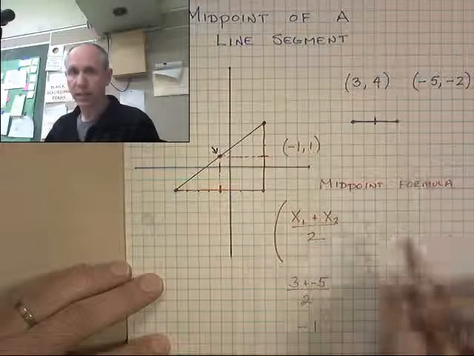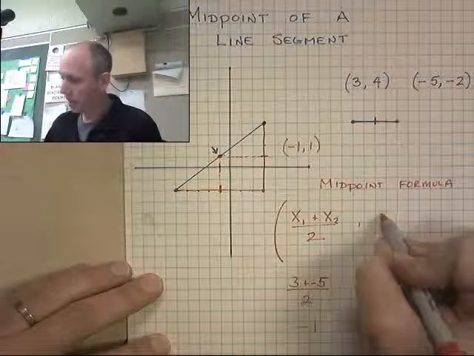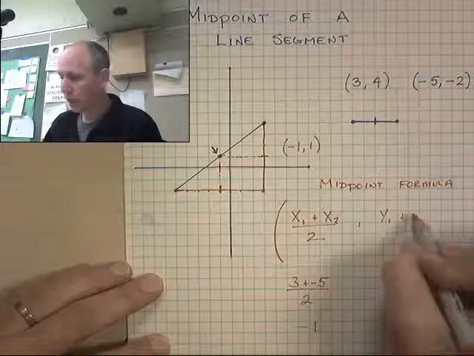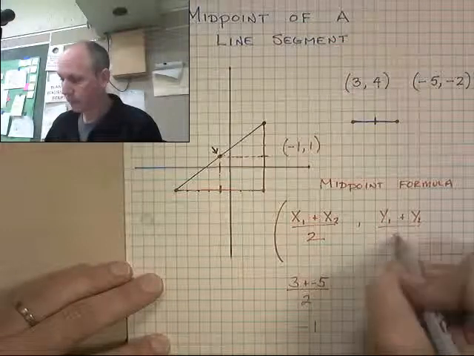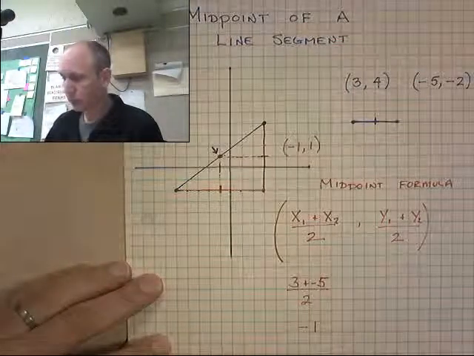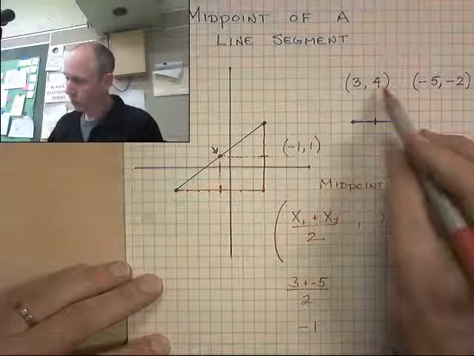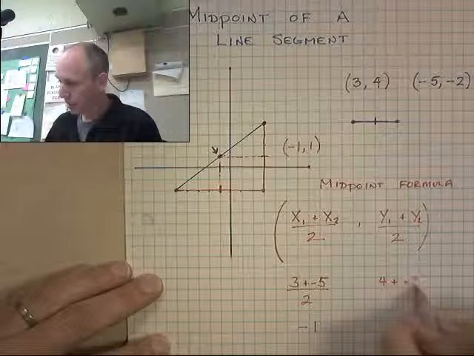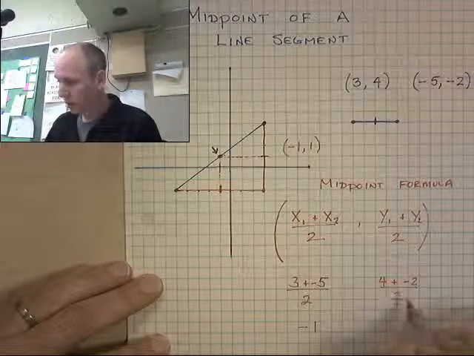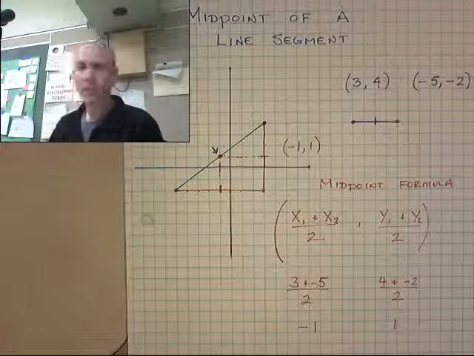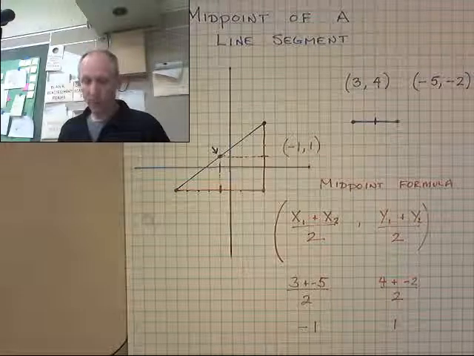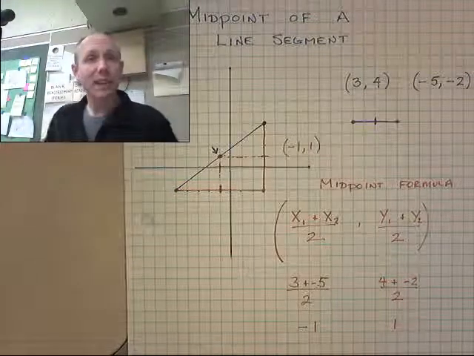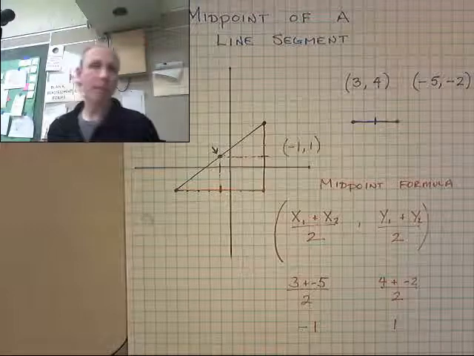And that's my -1. Same thing for the y's. The first y plus the second y divided by 2. What's my first y? My first y is 4 plus -2 divided by 2 gives me 1. So there's the midpoint formula. Basically, add up the x's, divide it by 2, add up the y's, divide it by 2.